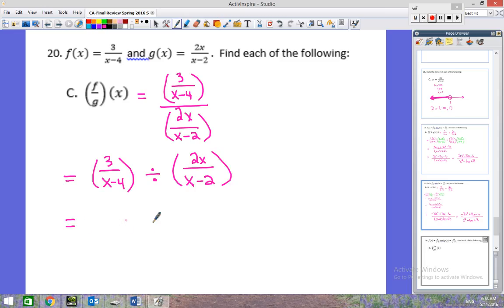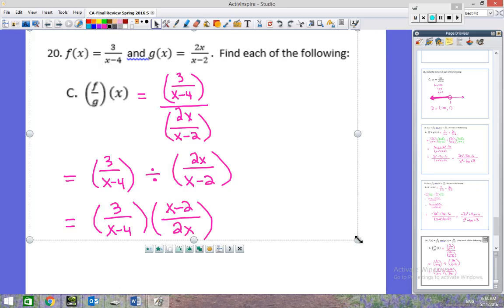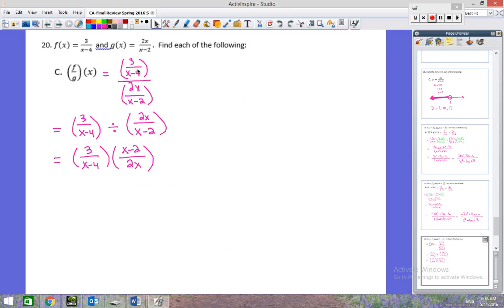I don't know in what grade they taught you that division was the same thing as multiplying by the reciprocal, that you can change this to multiplication if you flip that divisor, that second fraction, and have x minus 2 over 2x. So you can still get used to skipping this intermediate step and going straight from here to here, but I just think that it's a visual aid to write it out like that, and students are more comfortable with that. So to multiply fractions is pretty easy.